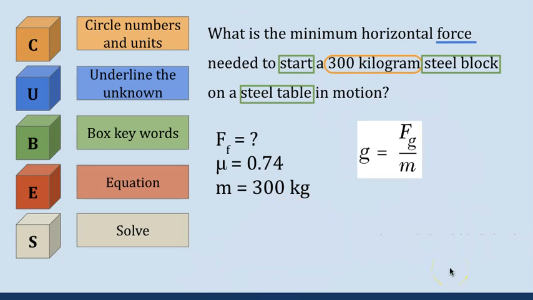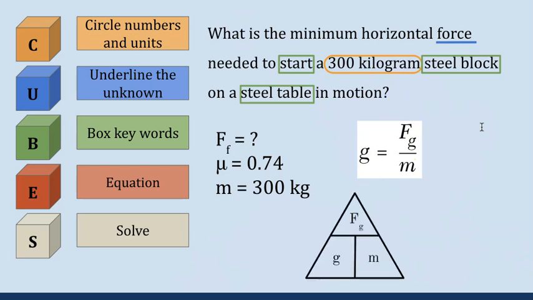So I decided to find a formula to solve for Fg. This is what I found in my reference table. And since I'm solving for Fg, I want to rearrange it. I put that into this pyramid, so Fg is in the top of the fraction, so it goes in the top of the pyramid. And that helps me rearrange my formula so that it says Fg equals gm. If you wrote Fg equals mg, that's the exact same thing. It's totally fine.